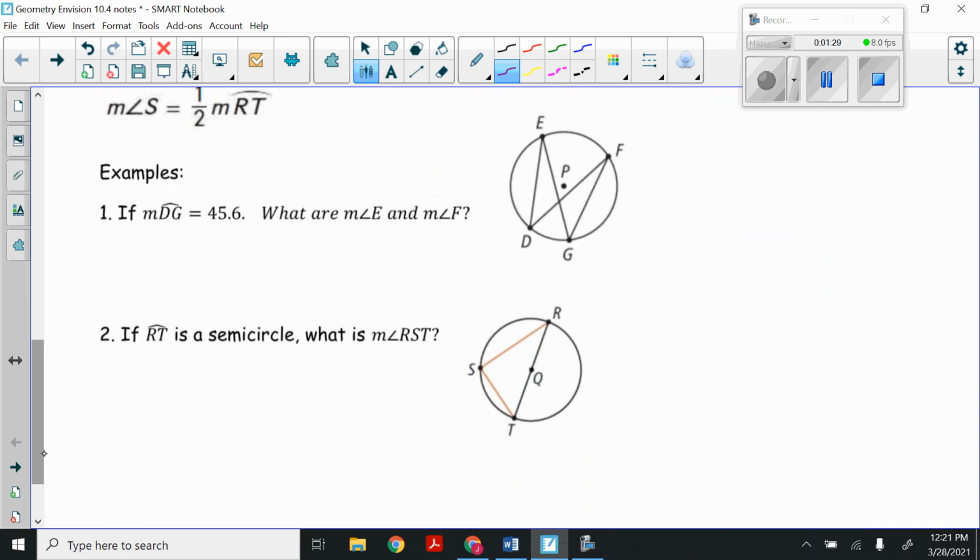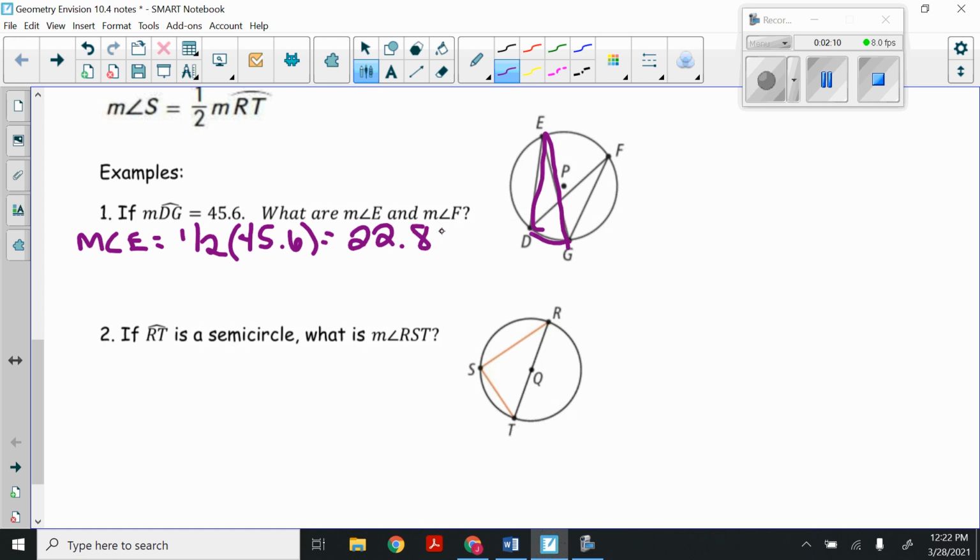So we see number one, we're looking at circle P. It says if the measure of arc DG, so D to G right here, is 45.6, we want to know what are the measures of angle E and angle F. So angle E consists of this angle right here, angle DEG. We see that that is an inscribed angle that goes along with the intercepted arc. So the measure of angle E is equal to 1/2 of its arc, 45.6. So half of 45.6 is 22.8 degrees.